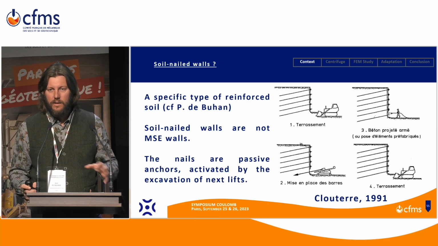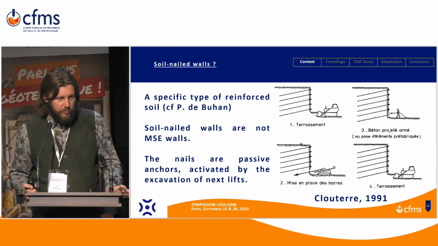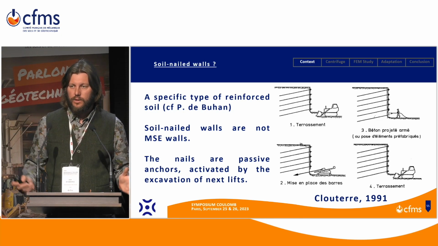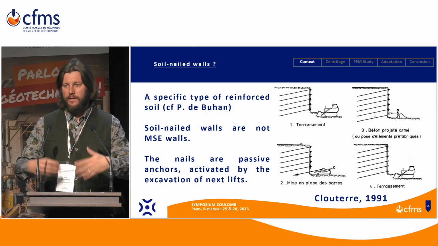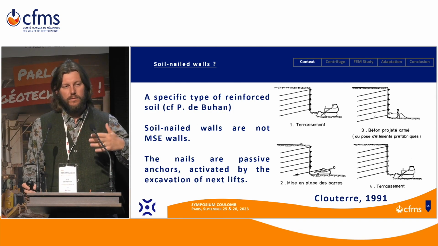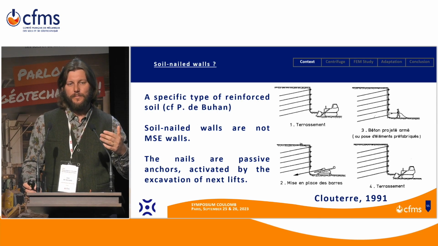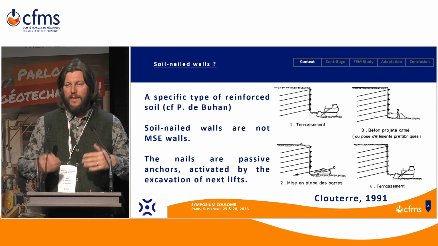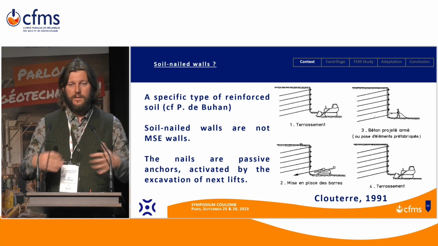In both cases, the anchors are passive. It means there is no pretension. So when you put the nail in place, it has no tension, and its tension is only due to the next phases. For MSE walls, the inclusions are activated by the next backfill layers. But for soil nailing, the activation of nails, of inclusions, is done by the next excavation of lift.